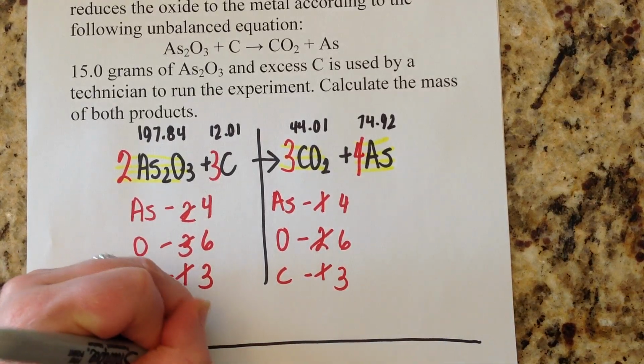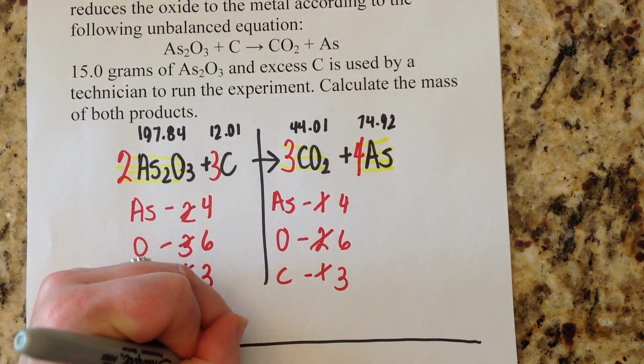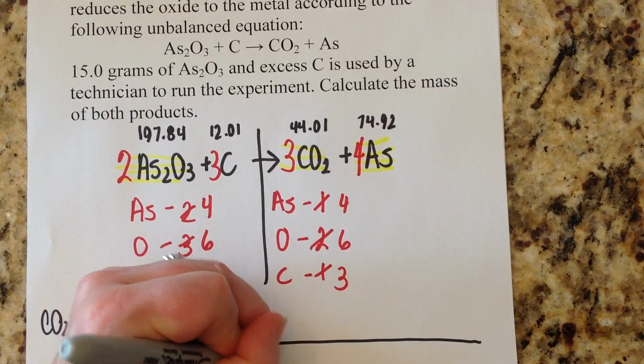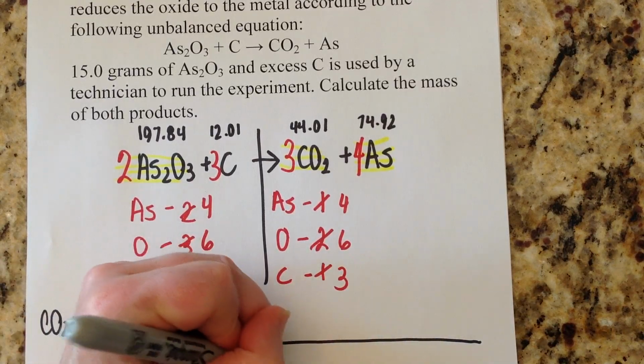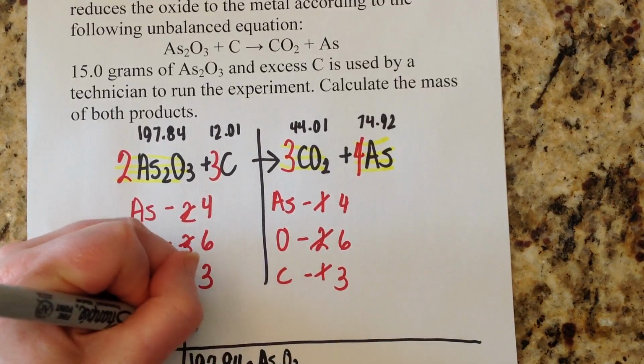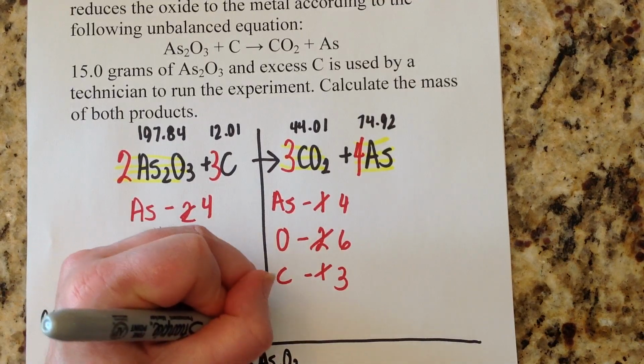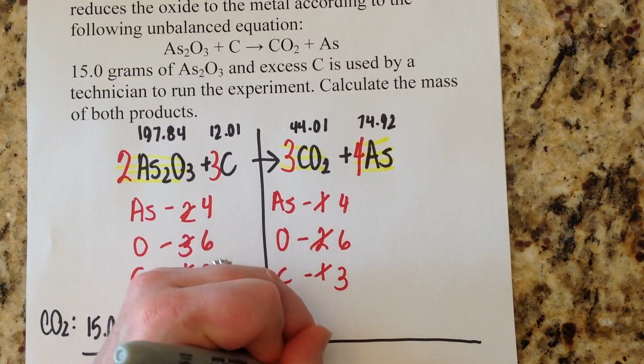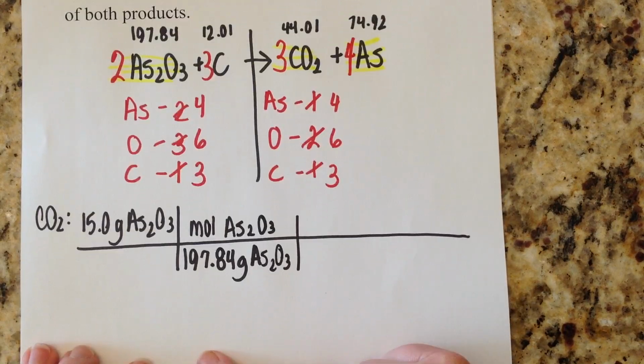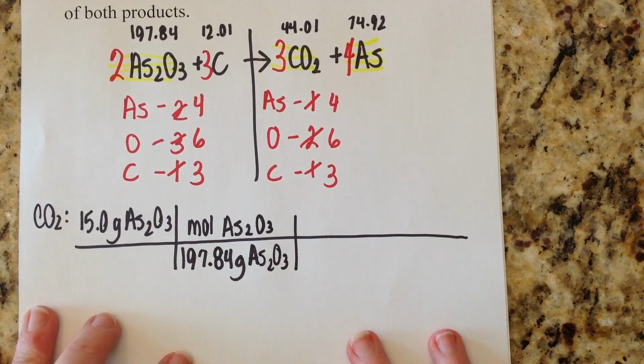So there's 197.84 grams of As2O3 per mole. When I had to stop and do those masses, you can see why it's so nice to have that done beforehand, because you can just keep on cruising. You don't have to make that little pit stop. Now, I've got this in moles. I have permission to multiply by the mole ratio.